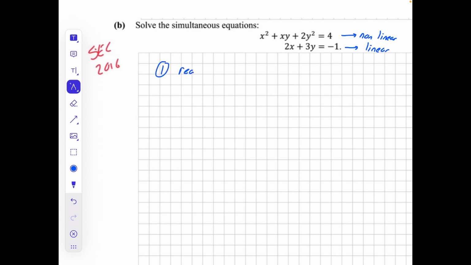So step 1, we're going to rearrange the linear. So my linear is 2x plus 3y is equal to minus 1. Need to choose to get x or y on its own. I'm just going to go with x on its own. So I need to subtract 3y from both sides. So I'm left with 2x is equal to minus 1 minus 3y. Don't want 2x, I just want x. So I need to divide everything by 2.